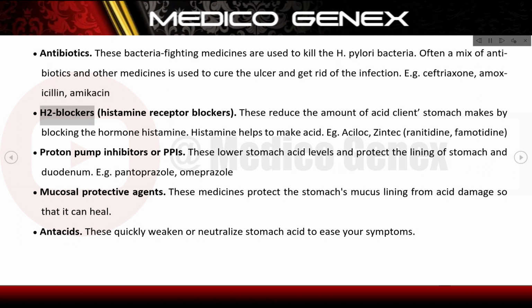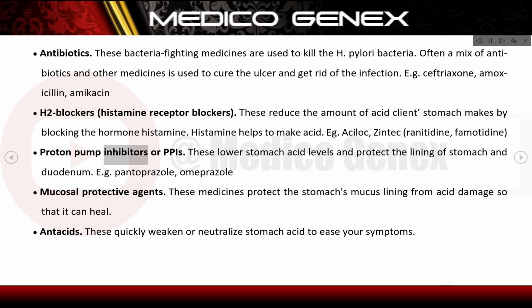H2 blockers, histamine receptor blockers. These reduce the amount of acid the stomach makes by blocking the hormone histamine. Histamine helps to make acid. E.g. Aciloc, Zintec, ranitidine, famotidine.